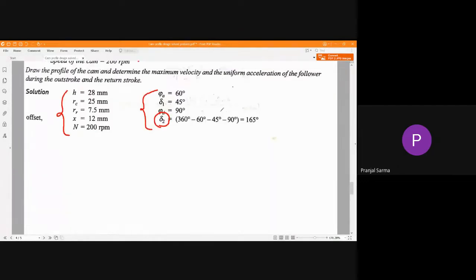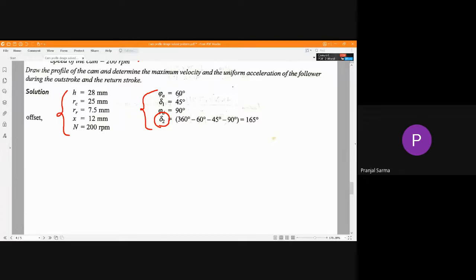Theta a, that is the ascent stroke angle, is 60 degrees, the descent stroke is 45, like delta, that is the first delta, the first dwell, that is 45 degrees. Then we have 90 degrees as the descent stroke angle, and the second dwell is 165 degrees. You may consider along the x-axis 15 degrees to be 1 centimeter. So 1 centimeter denotes 15 degrees.